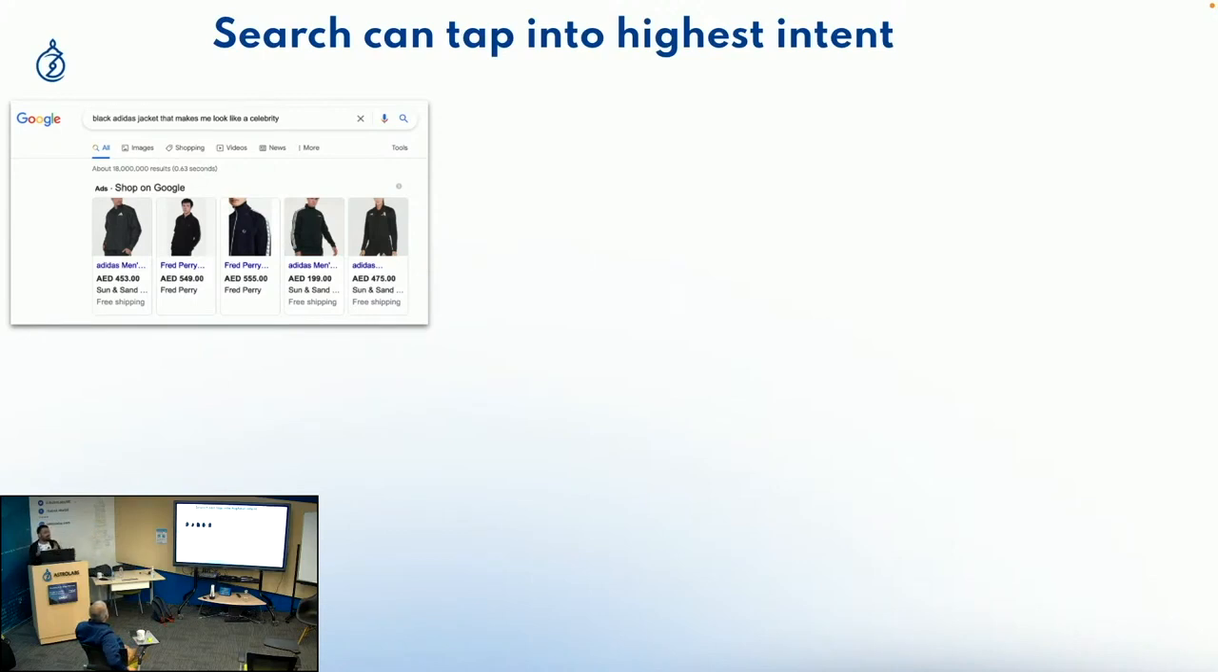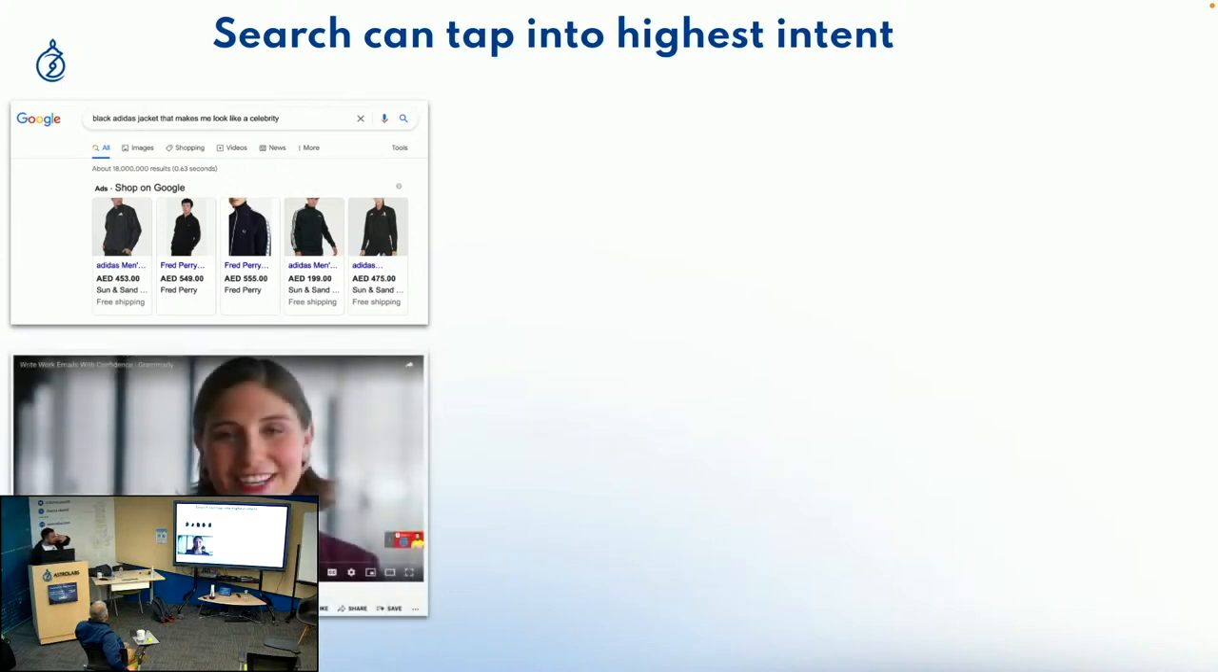Now, the intent here is very high. The user is looking for this jacket. You are not telling him, like Facebook, you might be interested in this jacket. Here, the user is already searching for this jacket. The intent here is probably the highest. That is one thing that differentiates Google search and shopping from anything else: the intent. Now, there are ads like this you have seen on Facebook, right?